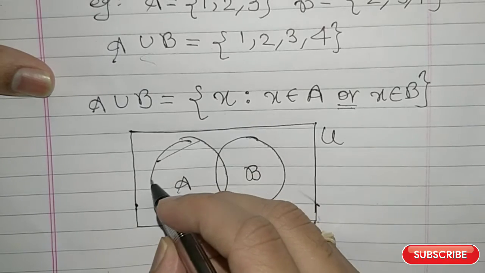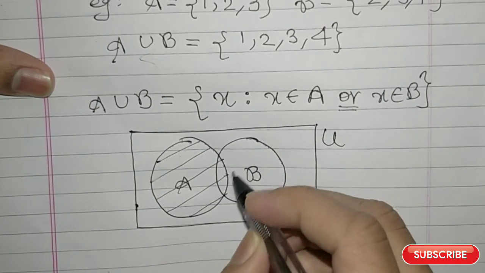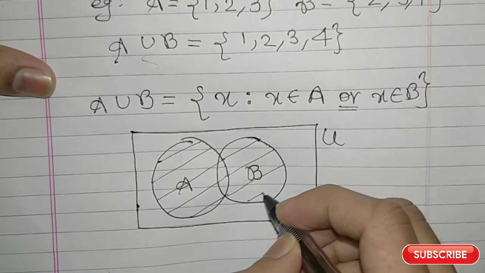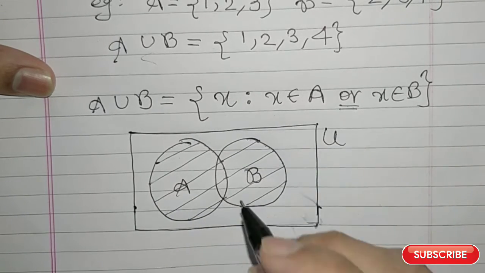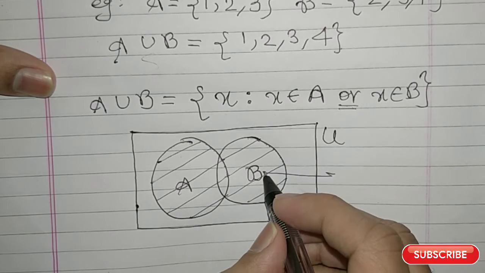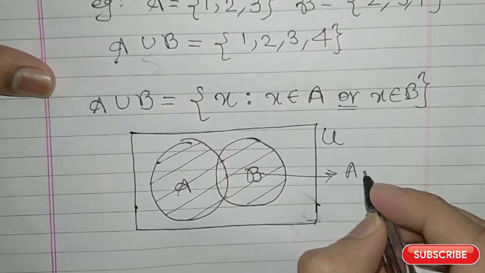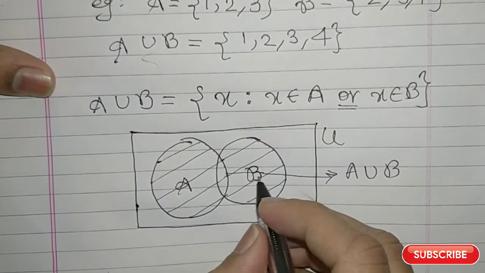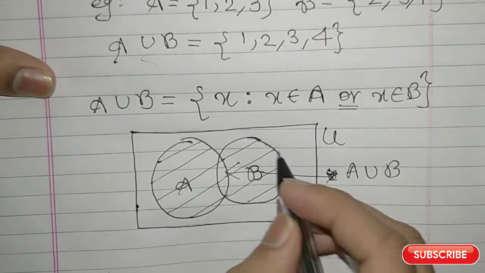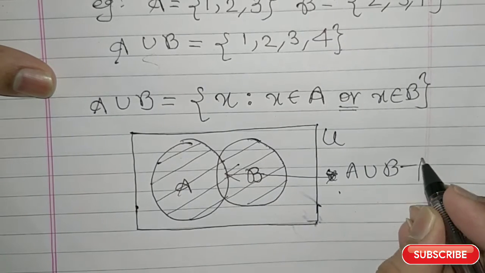So x belongs to A, or x belongs to B, or both, right? So this is the set A union B. The arrow here is for all this, which is shaded. All which is shaded is A union B.